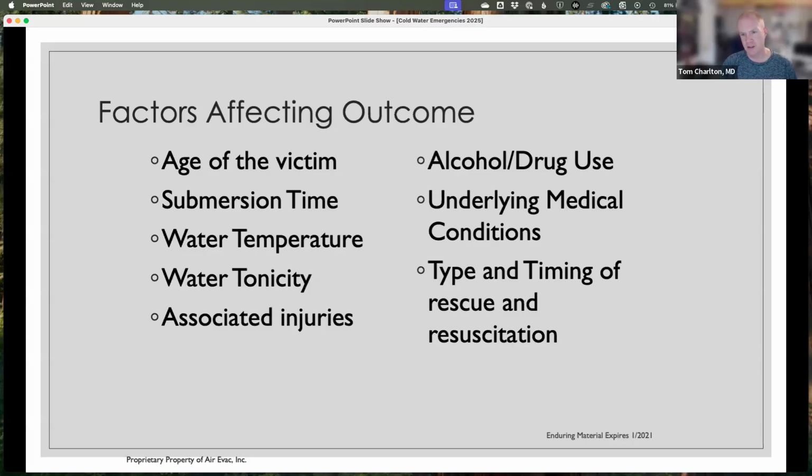And then the type and timing of that rescue and resuscitation. If it takes us forever to get this patient out of the water, that does not bode well for that patient. The quicker we can get them up and out and get circulation reestablished, the better the chance that person has for a good outcome.